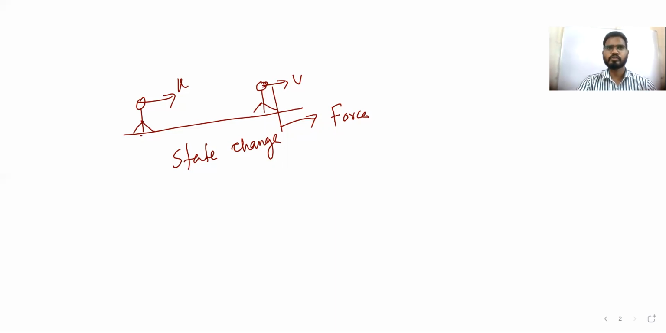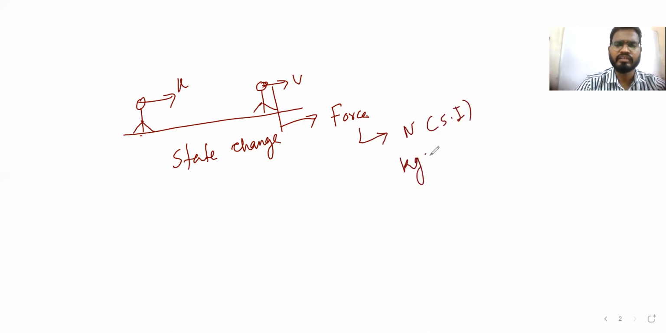For now, we are supposed to know what force is. We can say it changes the state. Initially it was having velocity u and then finally it came to v. Okay, so that is what we are learning about force. The SI unit of force is Newton, or we can say kg meter per second square. Of course, force is a vector quantity, which means it has magnitude as well as direction.